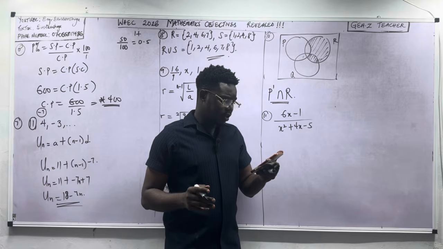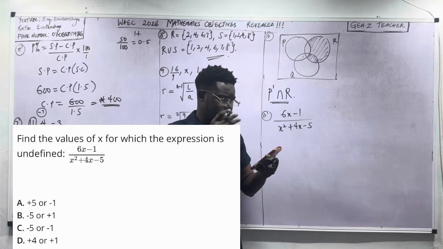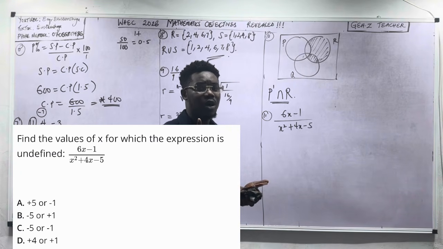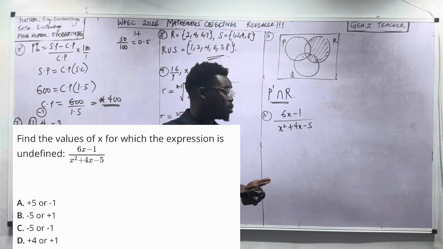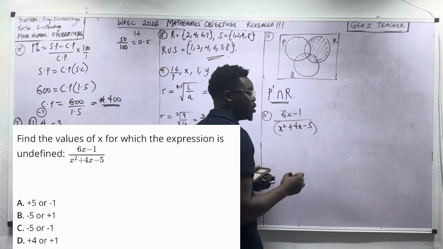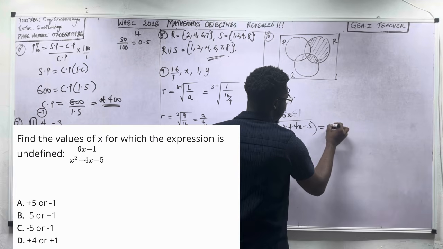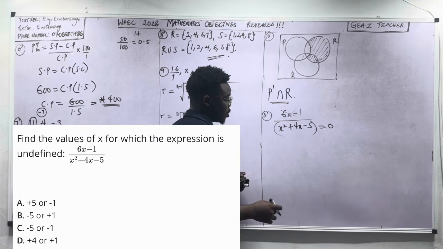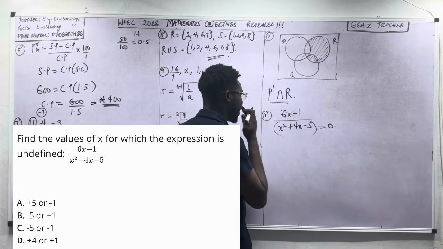Number 11 says find the values of x for which the expression is undefined. Now when you hear undefined, forget the top, look at the bottom. The bottom concerns us. For the expression to be undefined, your bottom must be equal to 0. We're going to solve this quadratic equation. Let's see what we can put as x to give you 0.